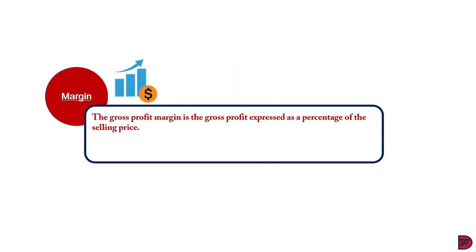Okay. We move to margin, also known as the gross profit margin. This is the gross profit expressed as a percentage on the selling price, not the cost, as in the markup. So this is also sales less the cost of goods sold. So the margin and the markup are profit elements, but different ways of calculating them.